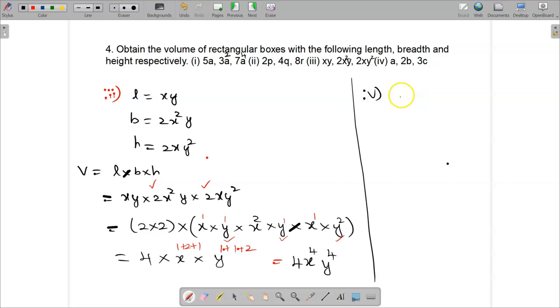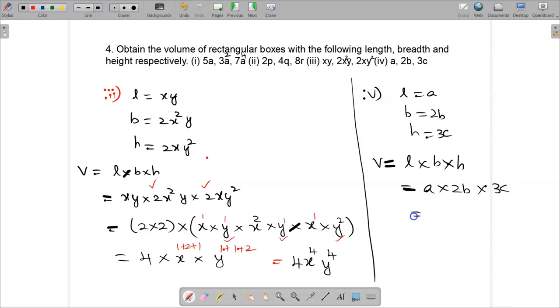Then coming to the fourth problem, L is equal to A, B is equal to 2B, H is equal to 3C. So the volume is given by length into breadth into height. Length is given by A, breadth is given by 2B, height is given by 3C. So again, what are the constants available? Here it is 2, here it is 3. Just multiply those two values, 2 into 3. Then multiply the variables. What are the variables? A, B, C. Here 3 different variables are there which are not repeated.